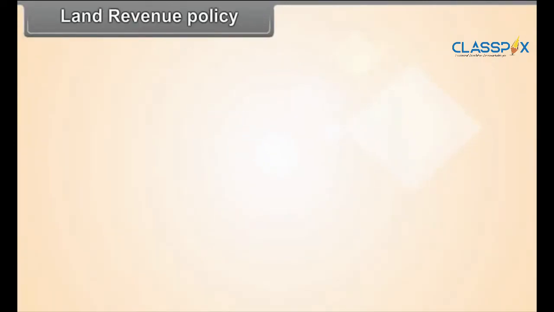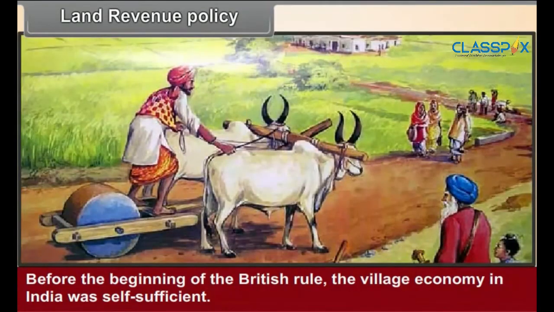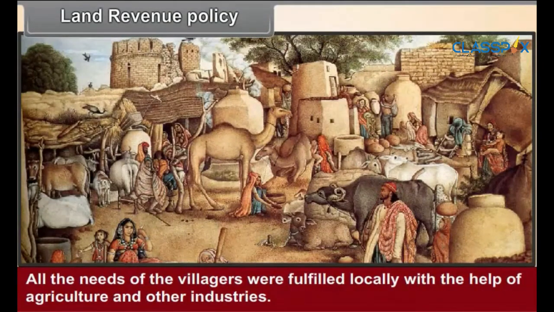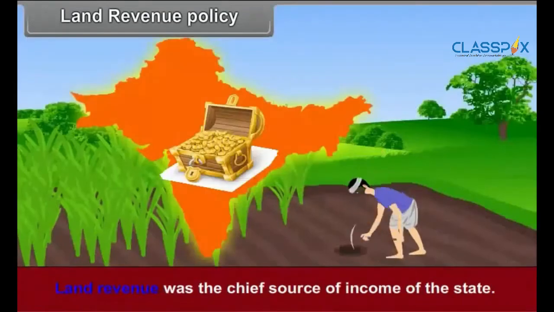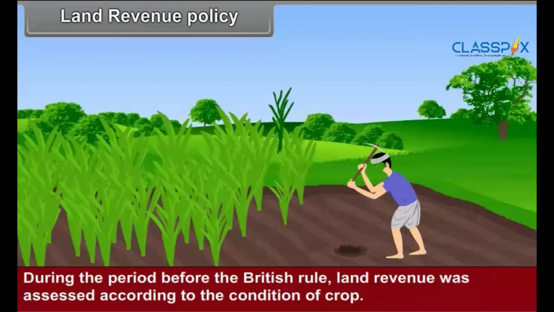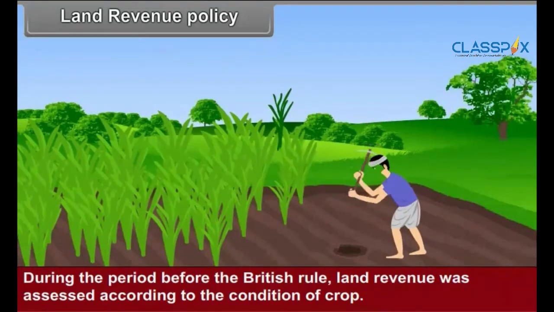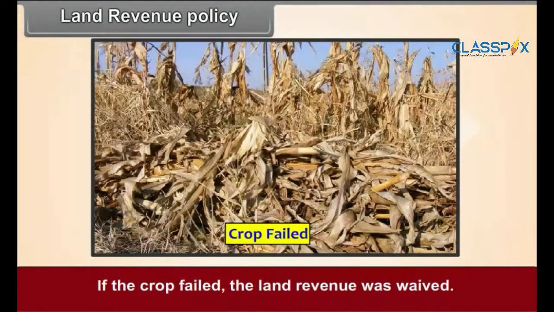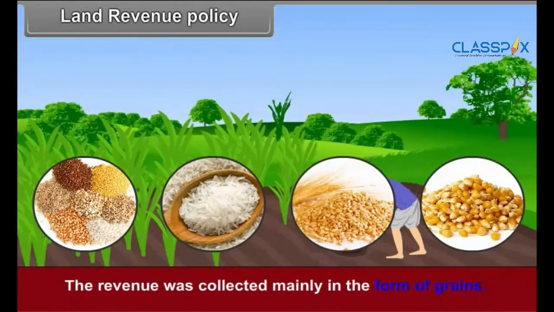Land revenue policy. Before the beginning of the British rule, the village economy in India was self-sufficient. All the needs of the villagers were fulfilled locally with the help of agriculture and other industries. Land revenue was the chief source of income of the state. During the period before the British rule, land revenue was assessed according to the condition of crop. If the crop failed, the land revenue was waived. The revenue was collected mainly in the form of grains.